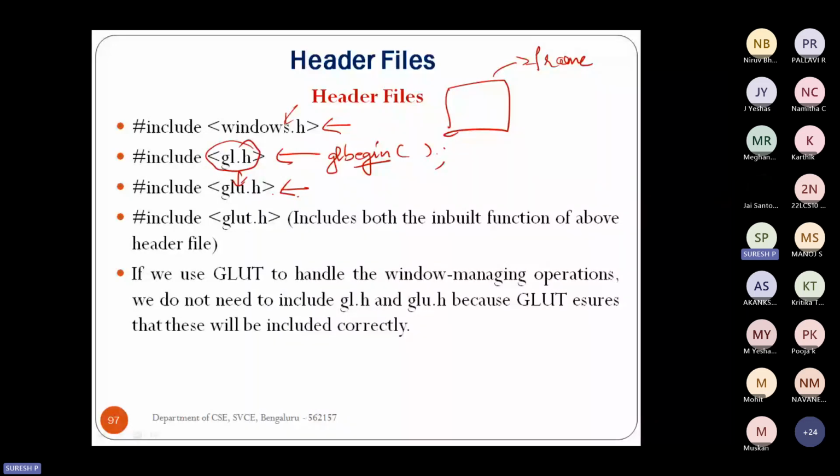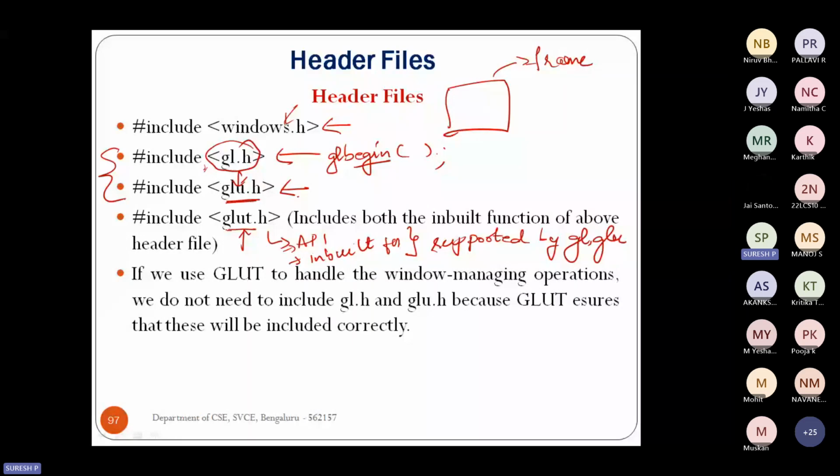The last one is include glut.h. If you include glut.h, by default it is going to include the things defined by gl.h and glu.h. Those functionalities which are there in gl.h and glu.h will be available through glut.h. That is all the APIs or inbuilt functions supported by GL and GLU, and they will be defined inside your glut.h.